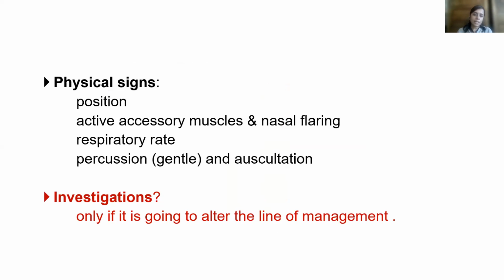So what are the physical signs of respiration? You have to check how the patient is positioned. Usually they will have the tripod position. They'll have a table or a chair in front of them, sitting all the time near a table with their hands like this and keeping their head like this. It's called tripoding, so that they get more air. And check whether their respiratory muscles are active and whether there is any nasal flaring.